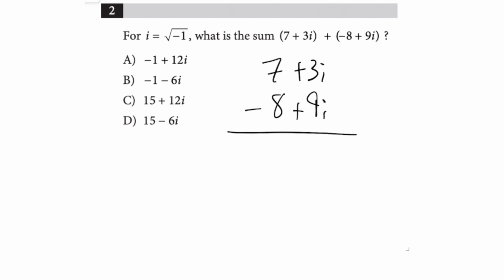So what I'm just going to do is add my real component and then add my imaginary component. So 7 plus negative 8 is going to be negative 1, and then 3i plus 9i is positive 12i, and that is going to be choice A right there.